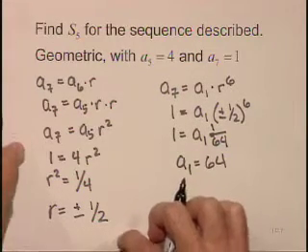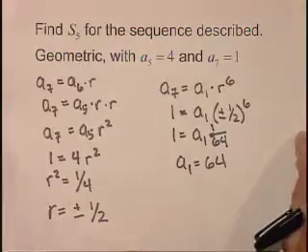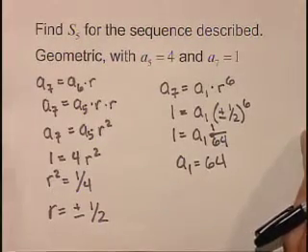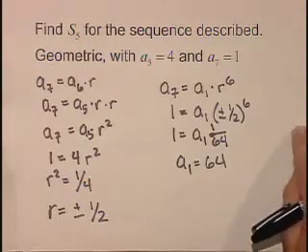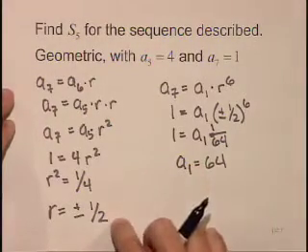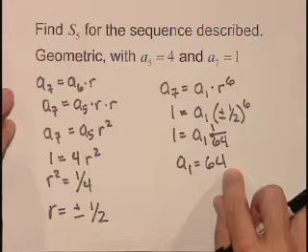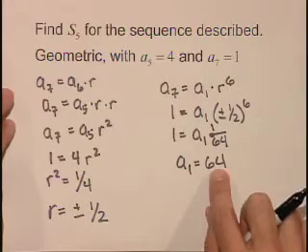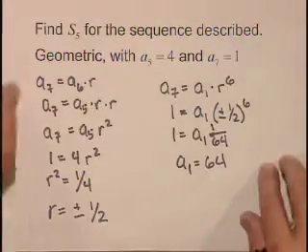Okay, so now we need to add up the first 5 terms for this sequence, but we actually have 2 sequences that we need to check. The first sequence we need to check has the first term 64 and a ratio of 1/2. The second sequence that we need to check has A1 being 64, but the ratio being negative 1/2.